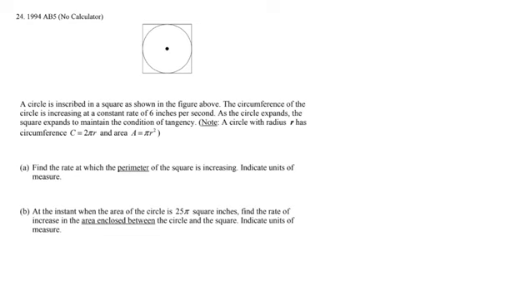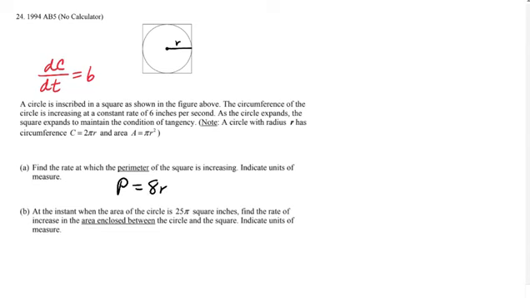All right, well, what did they give us? They gave us the circumference is increasing at a constant rate of 6 inches per second. So what we know is that the derivative of circumference with respect to time is equal to 6. Okay, so let's look at the perimeter. What is an expression for the perimeter in terms of what we've got here? 8r. Yeah, it's going to be, okay, so each side length is 2r, so the total perimeter is going to be 8r.